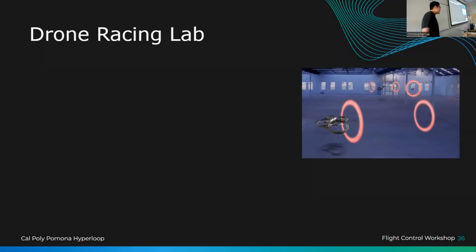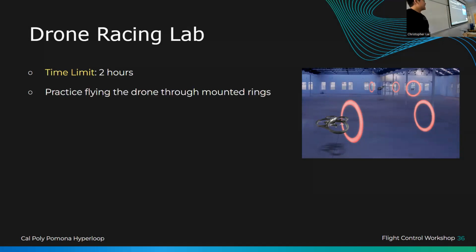Okay, so we're finally going to talk about the drone racing lab. Now that we all know what to do and how to be safe, what are you going to be doing today? You have 2 hours starting from now. We're going to end at 6:30. 6:30 is when we're going to be doing the race, by the way. And you're going to just practice flying the drone through mounted rings.